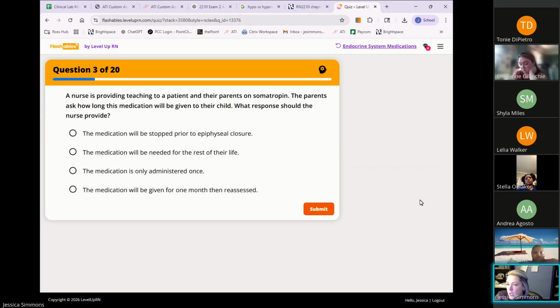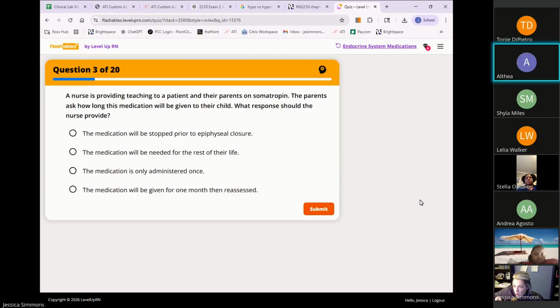All right, a nurse is providing teaching to a patient and their parents on somatotropin. The parents ask how long this medication will be given to their child. What response should the nurse provide? Is it the first one? I think so. Yeah, A. I agree.